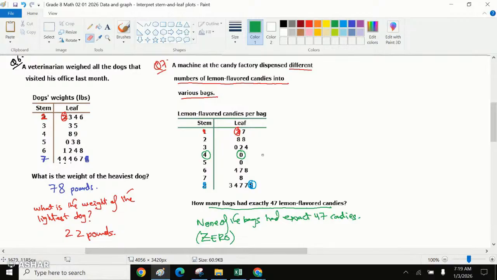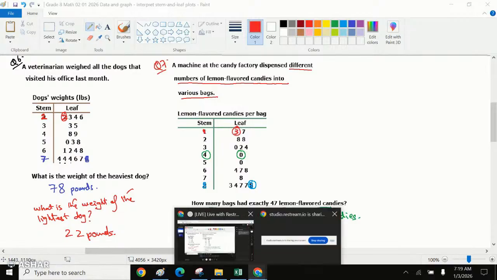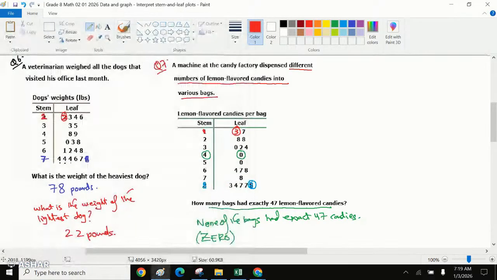Depending on the question, if they're asking exactly 47, then we search for 47. The stem is the tens and the leaf is the units. And if they ask what is the minimum number of candies per bag, we say 13, because the smallest number was 3. That means 1 in the stem and 3 as the leaf, so 13 is the least number of candies in the bag, and the maximum number was 88. So depending on the question, we would find the answer. Okay, let's try the next question.